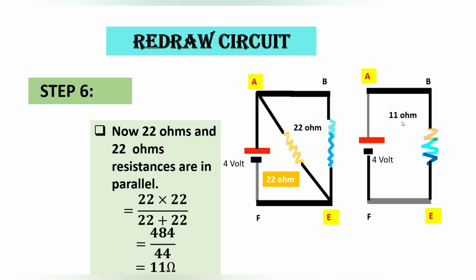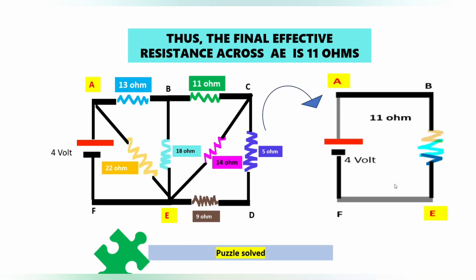That is the final answer. Thus the effective resistance across terminals A and E becomes 11 ohms. So the puzzle is solved.